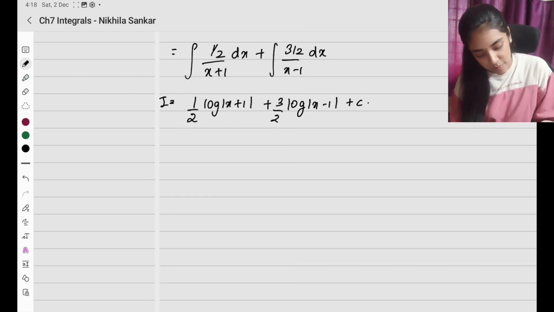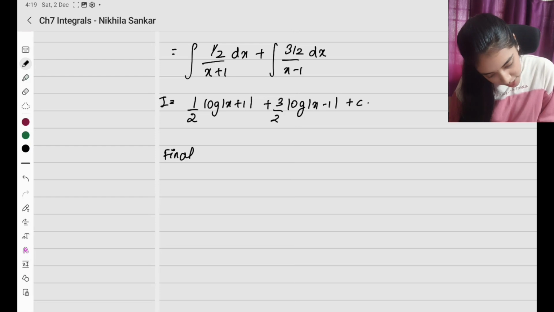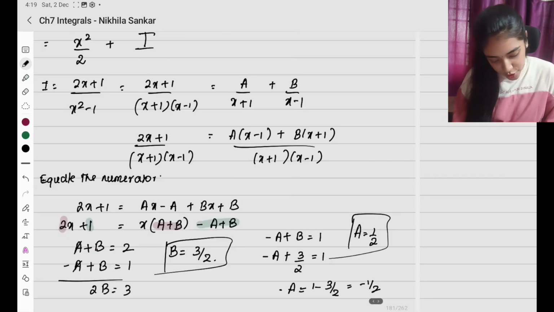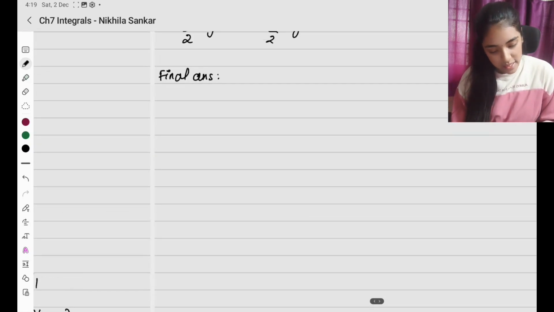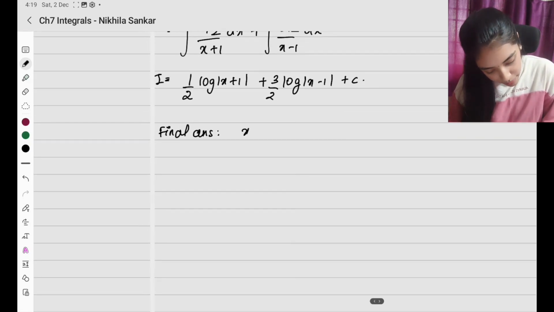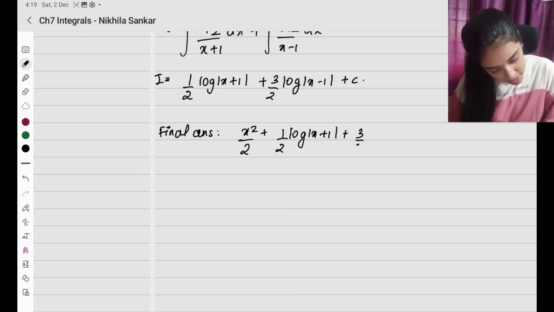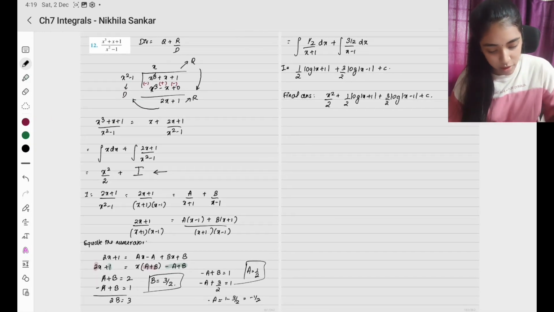This is my I. Now, the final answer is going to be x square by 2 plus I. So I have to include x square by 2. X square by 2 plus whatever you got right now: half log mod x plus 1 plus 3 by 2 log mod x minus 1 plus c. Okay, please copy.